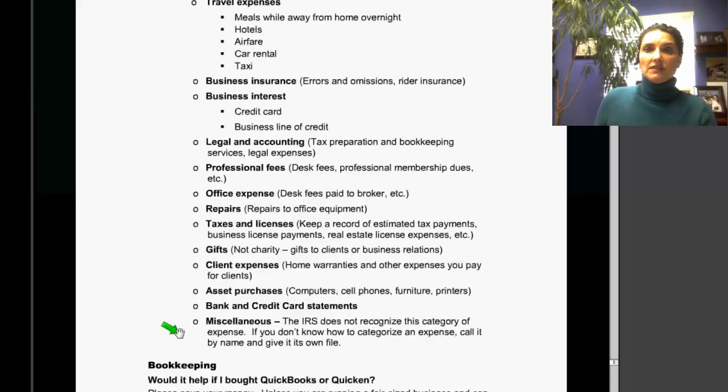Well, I already talked about this at the start of today's class. The IRS does not recognize the category of miscellaneous expenses. If you don't know how to categorize an expense, call it by name and give it its own file.